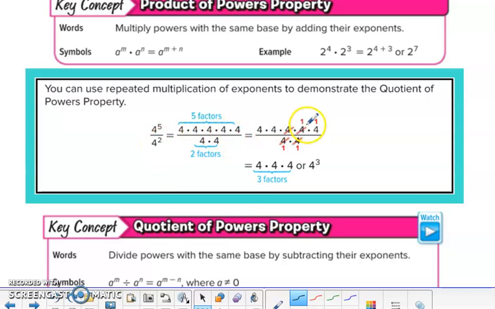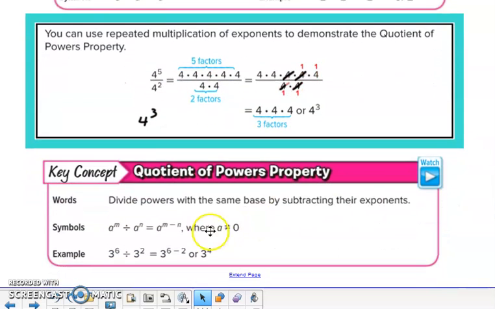And then what they showed is that you cancel out a couple of those. So how many do I have left here? I have 4 to the 3rd power on top, and just 1 left on the bottom. So what really happened here? What happened so that we went from this to that? We subtracted those two exponents. So when you multiply, you add the exponents, and when you divide, you subtract your exponents.